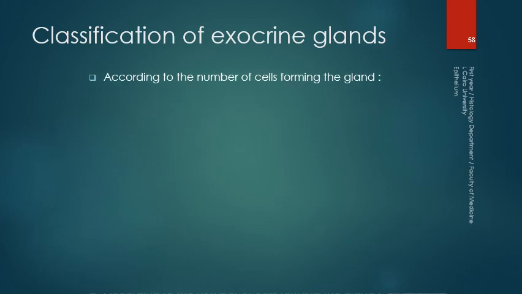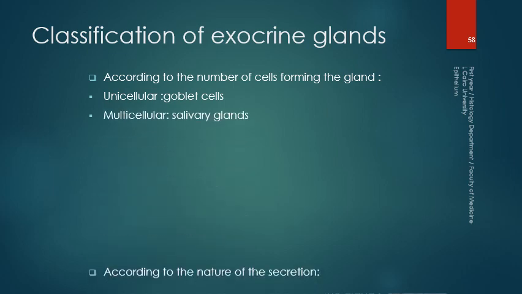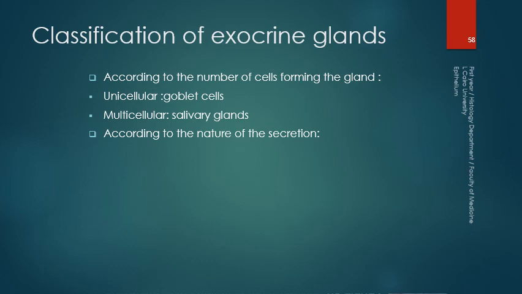The exocrine glands have many classifications. First of all, according to the number of cells, for example, unicellular as the goblet cell, multicellular as the salivary gland. According to the nature of secretion, either watery, serous, mucous, or mucoserous.